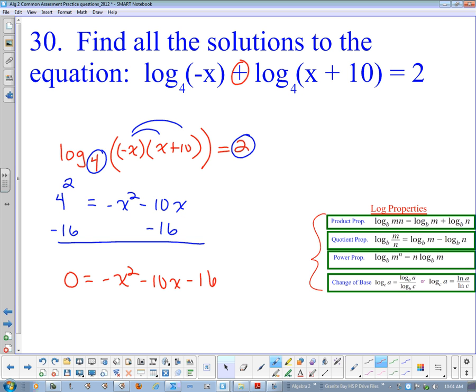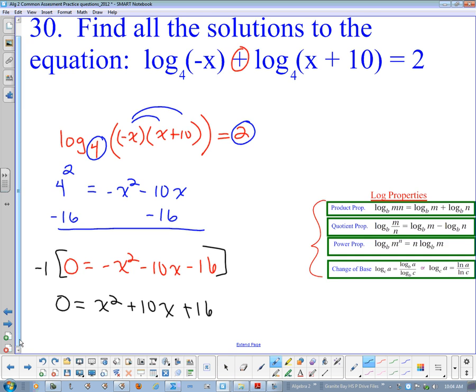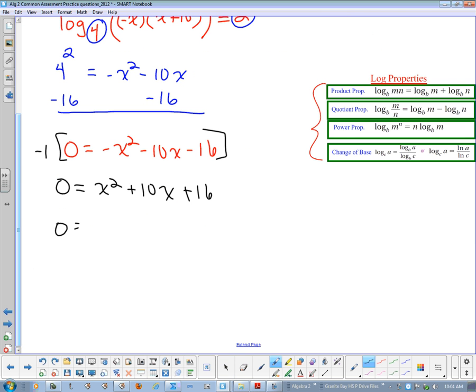Now, because I have a negative out front, there is just a simple way to get rid of those negatives. Multiply through by negative 1, the entire thing. You'll end up with 0 is equal to x squared plus 10x plus 16. We can go ahead and solve this. How about we try a 4 and 4? That won't work. We could try an 8 and a 2, both are positive. Zero product property: x is equal to negative 8 and x is equal to negative 2.